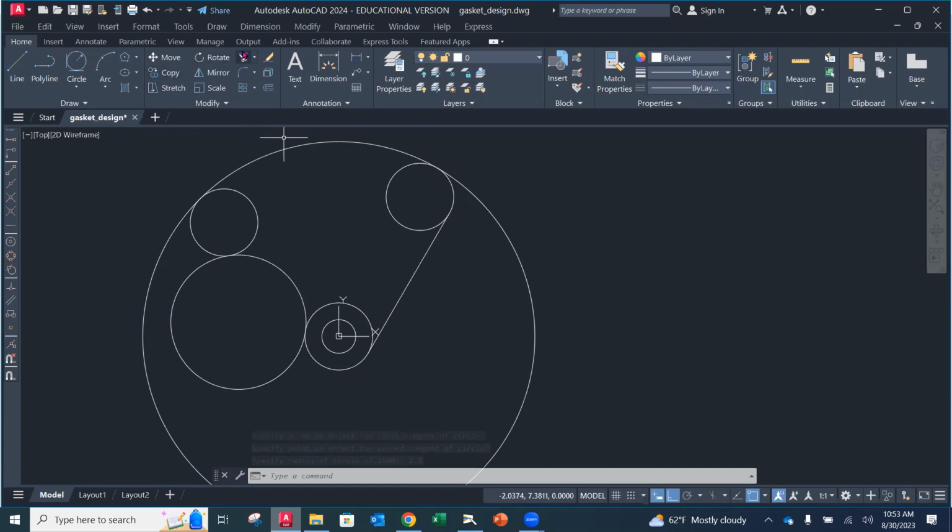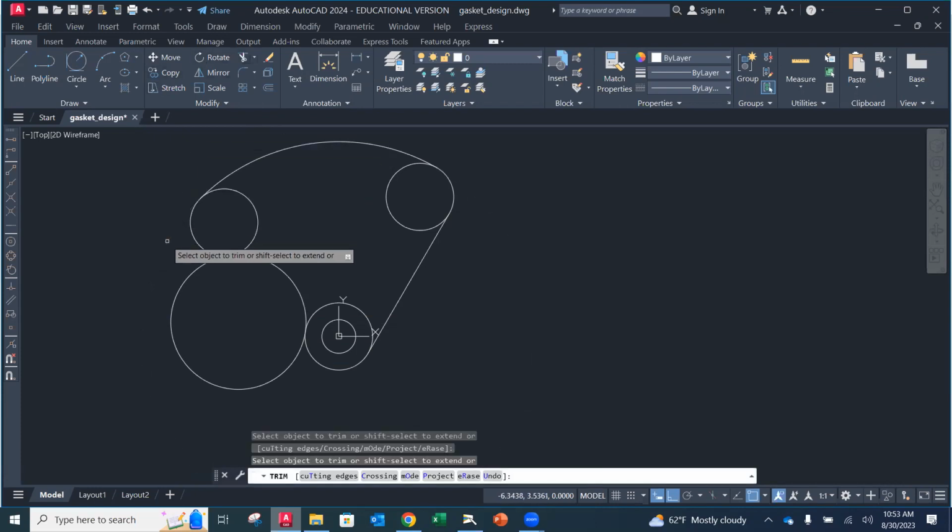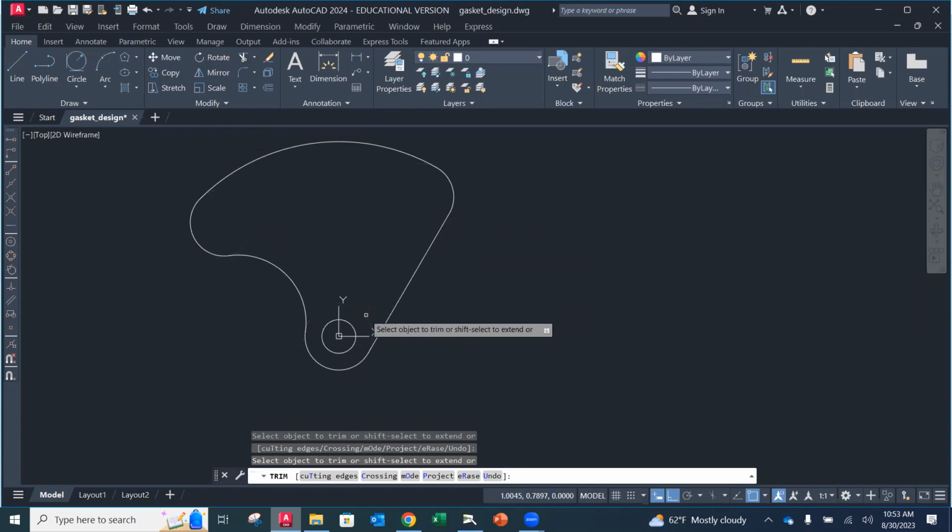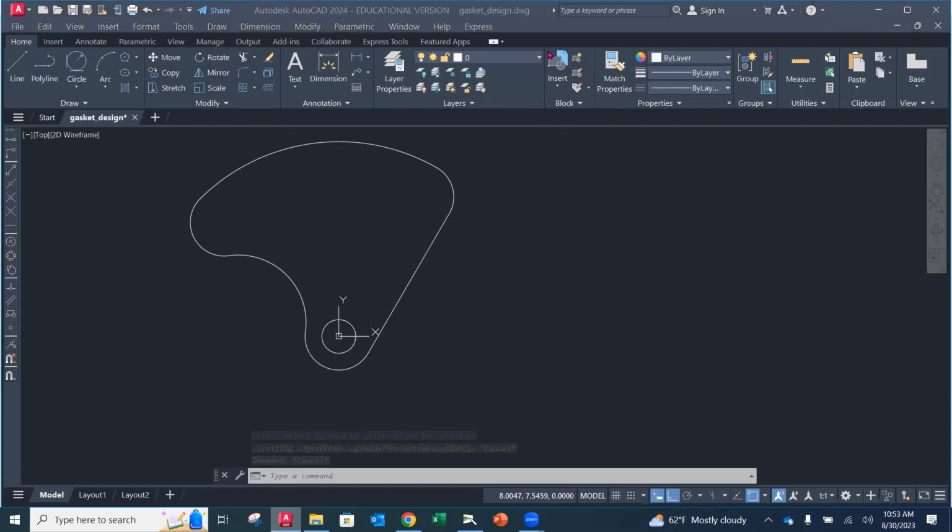Now I can trim away. I'm going to trim anything I don't need. So I don't want that. I don't want that. I don't want that. And I don't want that. And that. So that's the perimeter. I'm going to go back to the chat. Does that make sense? Caleb, I know you had the question. Does that help?